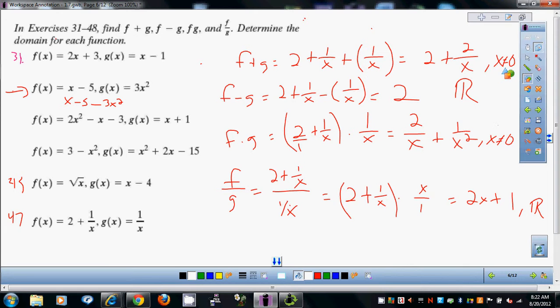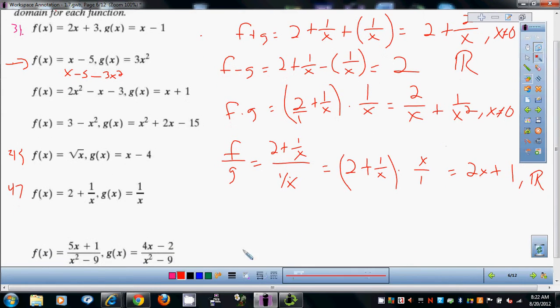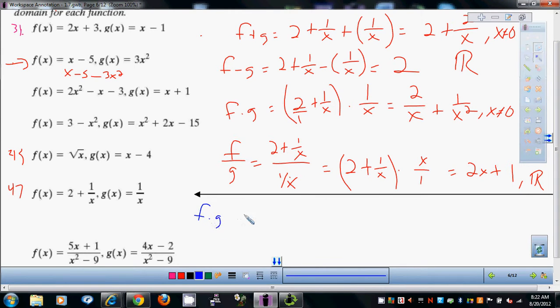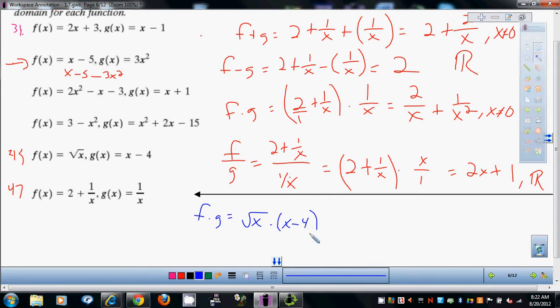Is anybody still writing what I have on the board? Okay. No problem. I'm just going to scroll down a little bit, and I'll start working it down here underneath the line. We're going to look at f times g and f divided by g for number 45. So f times g, you know what? Let me get this out of your way. F times g will be radical x times x minus 4.